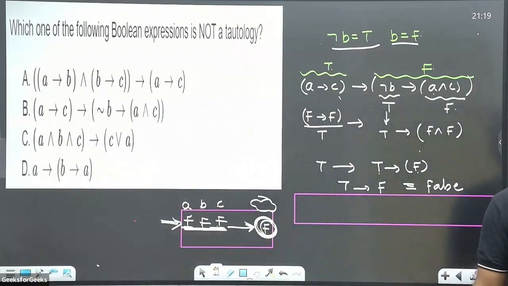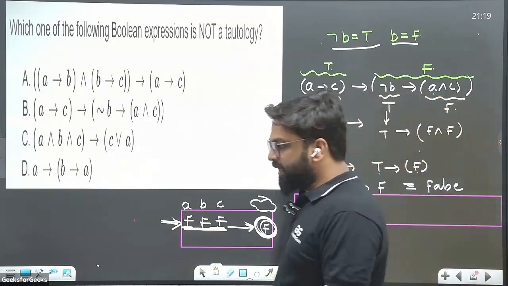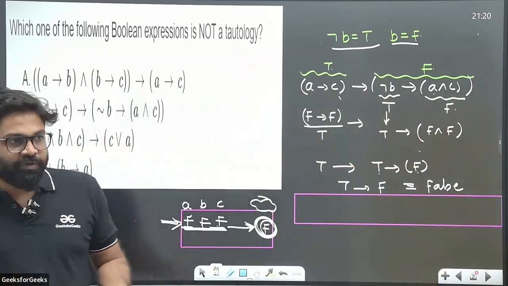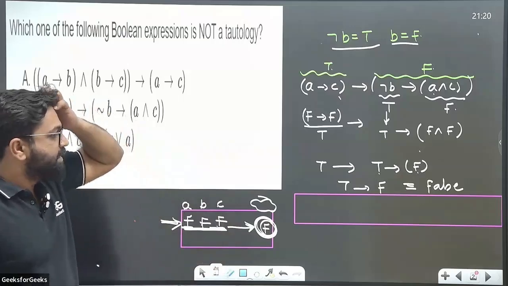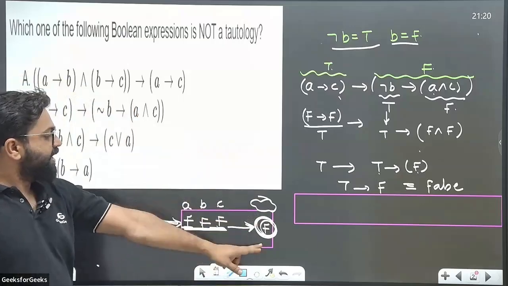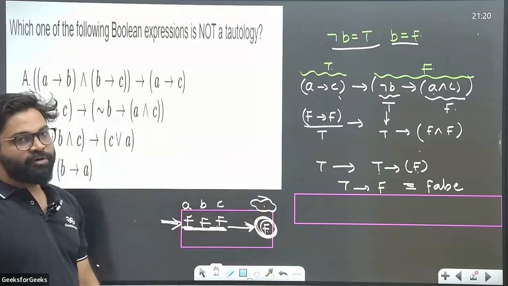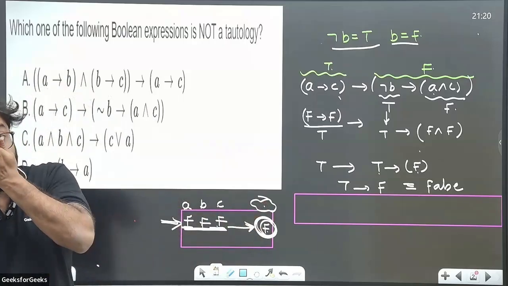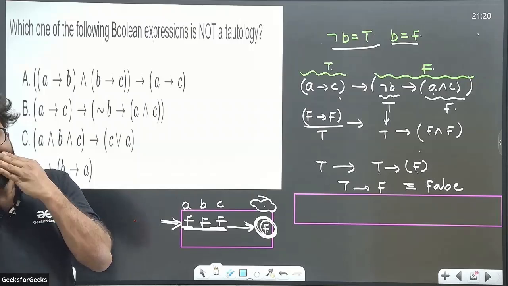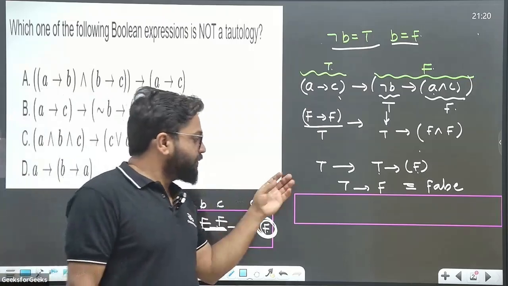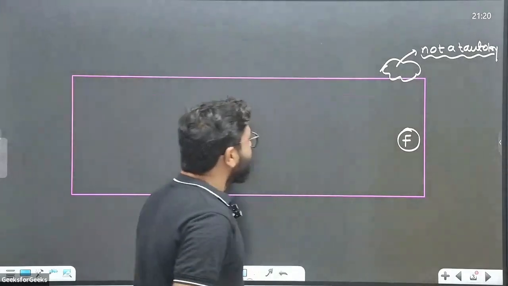So this is the main concept actually. Where A is false, B is false, C is false, then definitely we can say that here we are getting false. So that is why this expression is not a tautology. Clear? Yes, sir. Okay, so in that way you have to understand.